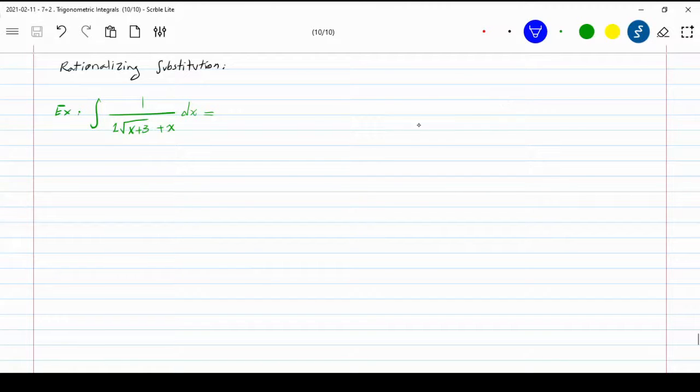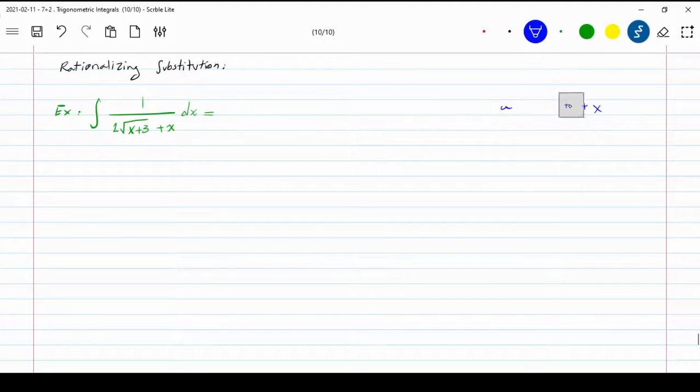What do I mean by that? It means if you look at this example, what you see is 1 over 2 square root of x plus 3 plus x dx. If you pick substitution and say let u equal 2 square root of x plus 3 plus x, then there is no way to actually simplify this fraction. This substitution will not work.